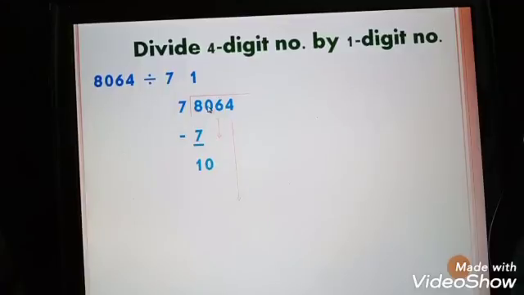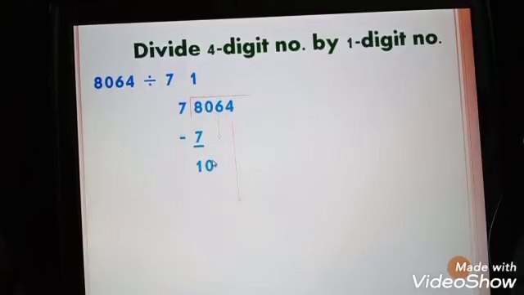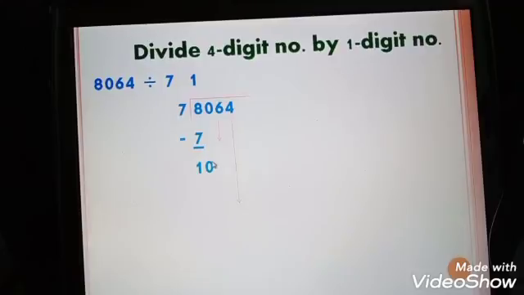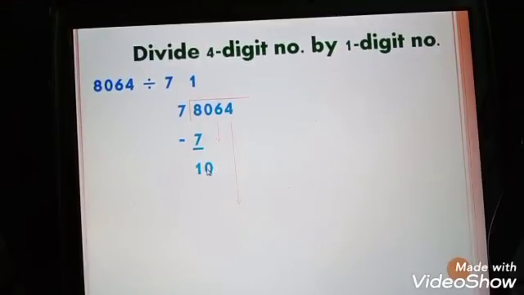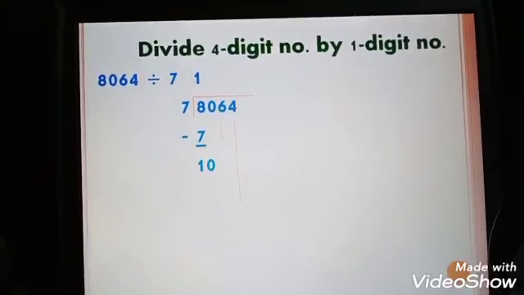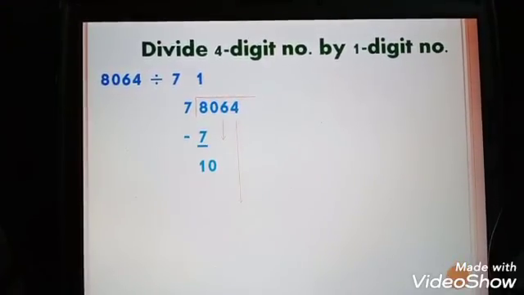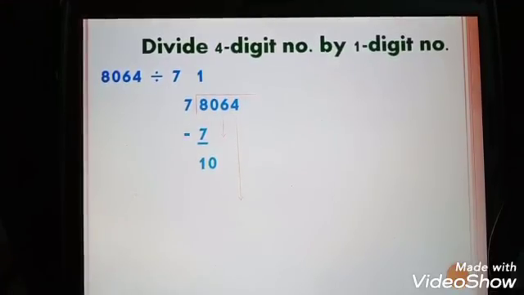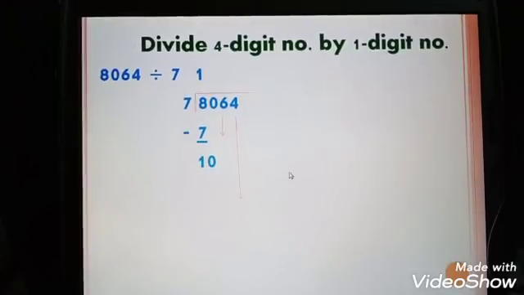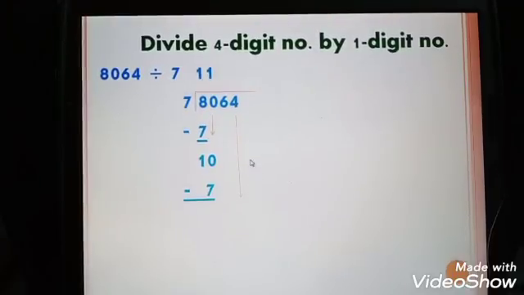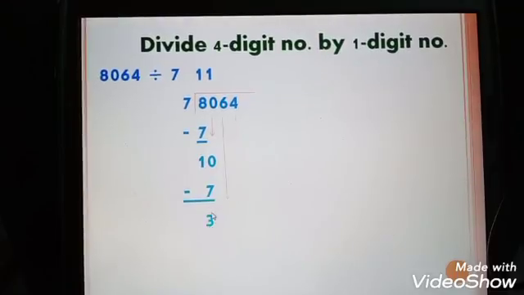Then borrow the 0 down. So it becomes 10 now. Now say the table of 7 and the number which is just smaller than 10 is 7 1 are 7. 7 2 are 14. 14 is bigger than 10. So we'll take 7 1 are 7. Now subtract 10 minus 7. 10 minus 7 is 3.